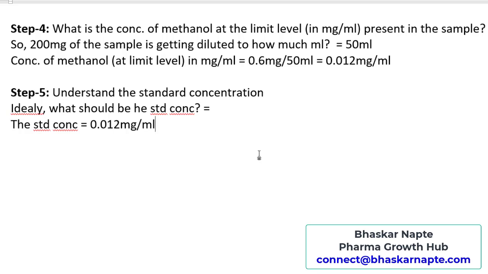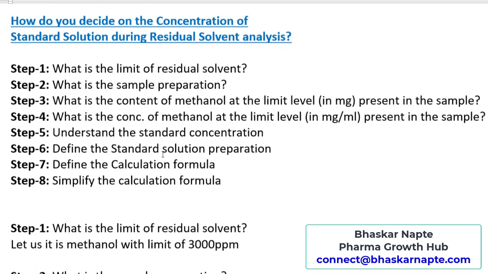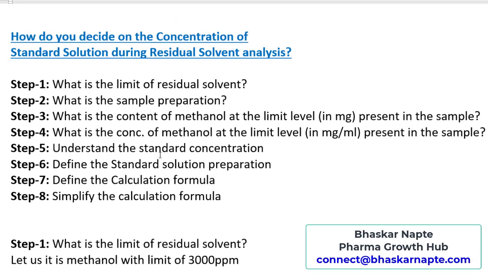How I am going to prepare that is the next step. But I must first understand what the concentration of standard is in mg per ml. I hope you understand this step. This step is very important because we have now understood the concentration of the methanol standard with respect to 3000 ppm.